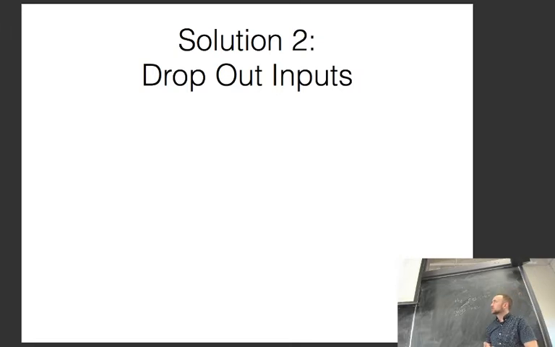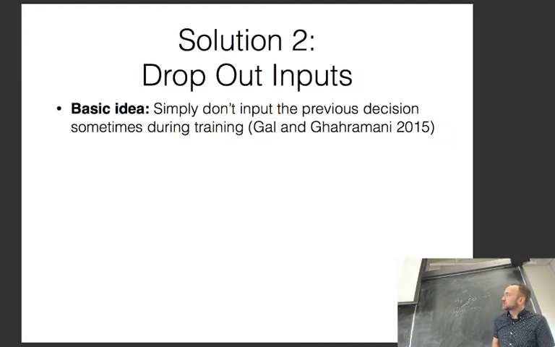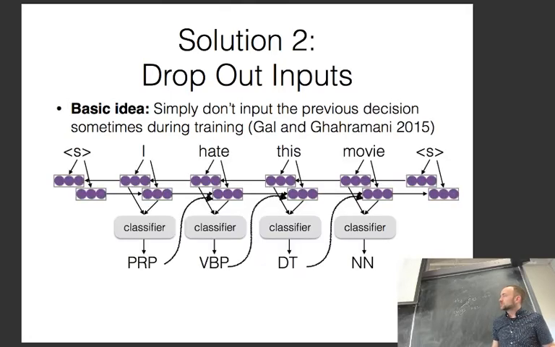Another thing you can do, which is even simpler, is just drop out the inputs to your model. The basic idea is don't input the previous decision that you made sometimes during training. So instead of doing this, we just drop out the input sometimes and we replace it with a zero vector. This is called word dropout. It could also be called tag dropout if you were doing tagging.